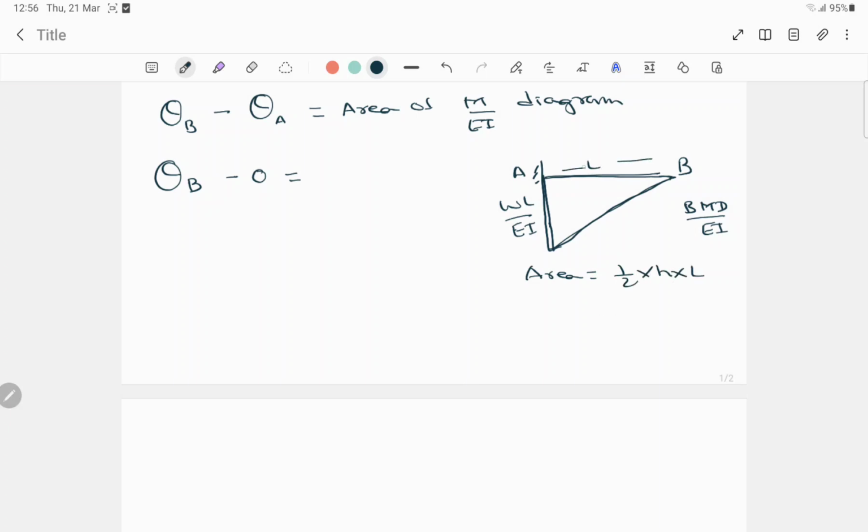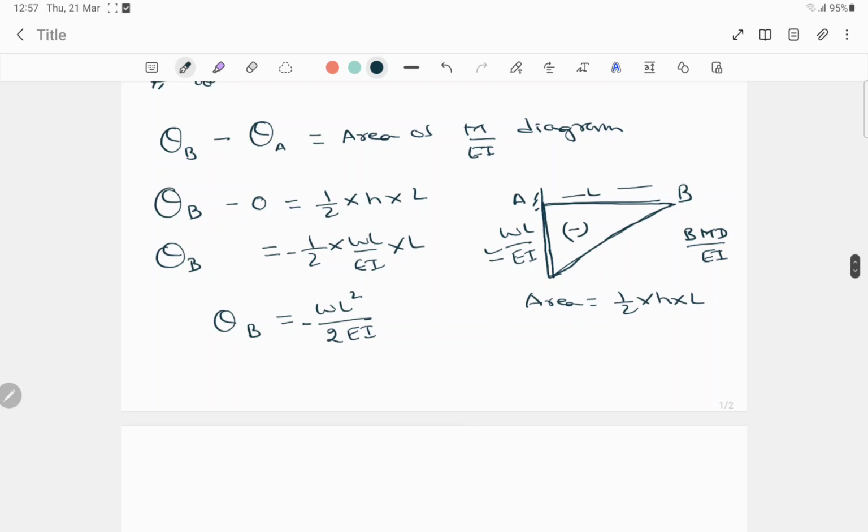This is the L. Now here I'll write half into h into L is equal to theta B. Half into, here h is nothing but W L by EI, into L. So we'll get the value W L squared by 2 EI, and the sign of this will be negative because it's in the downward direction, right? So it's negative. So theta B is equal to this.